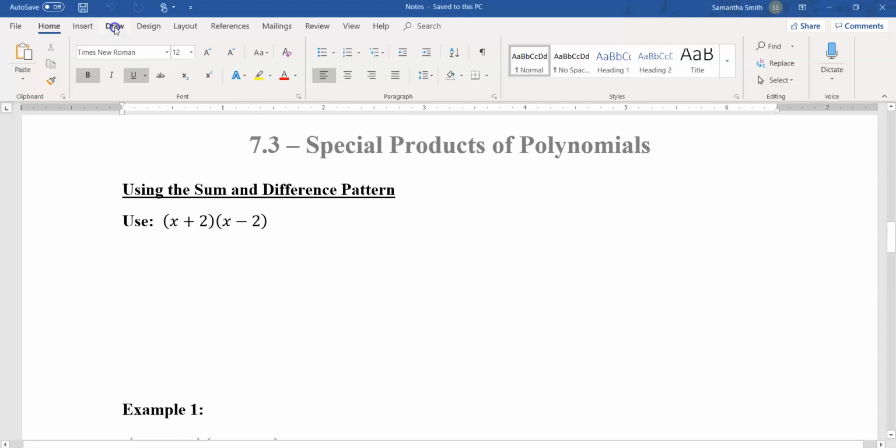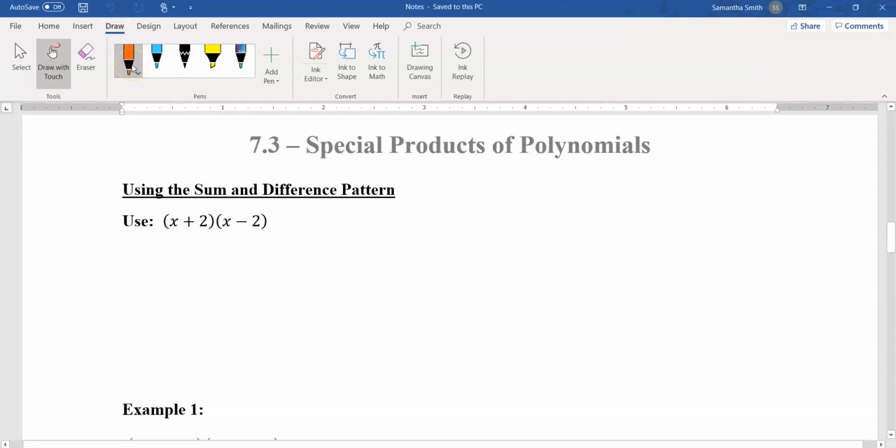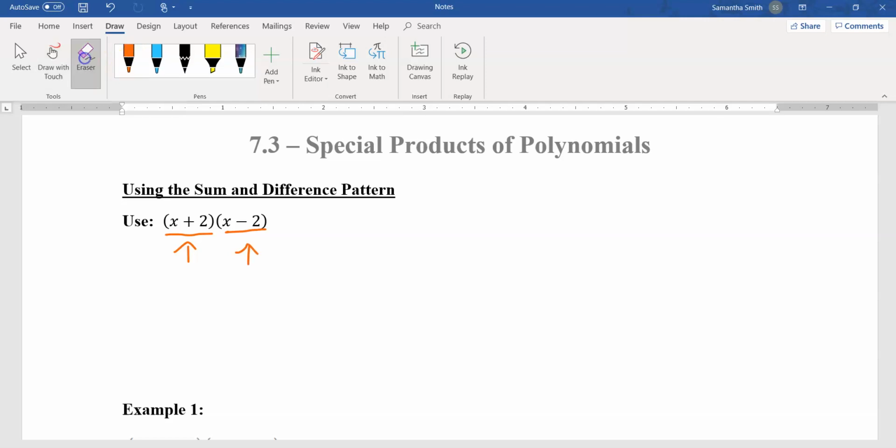if you remember what the word sum stands for, it is the answer to an addition problem, which, as you can see, has addition there, and then difference has the subtraction. So what that means when you are using the sum and difference pattern is that one of your quantities is going to be a positive and one of your quantities is going to be a negative. So that's the pattern we're going to be looking at today. So having said that, let's go ahead and do it.